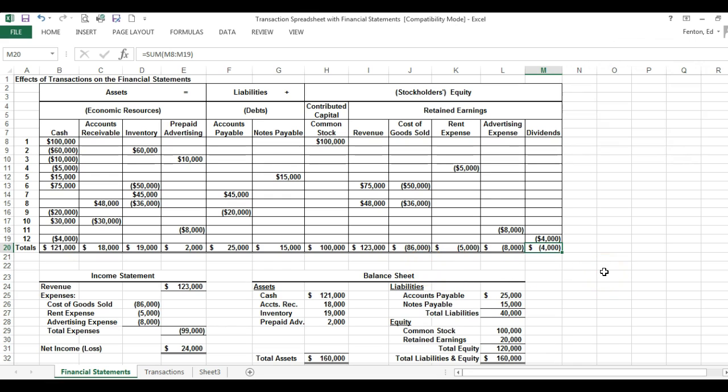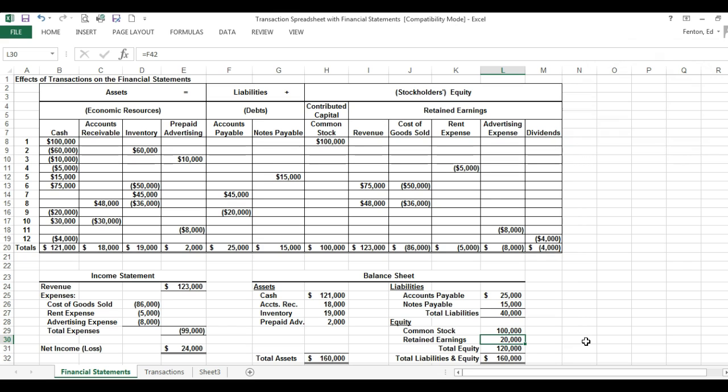So now we have an income statement that shows revenue of $123,000, 3 expenses totaling $99,000 with net income of $24,000. The assets total $160,000 at this point, and the liabilities and equity also total $160,000. Now if you look closely, net income is $24,000. Our retained earnings is only $20,000.